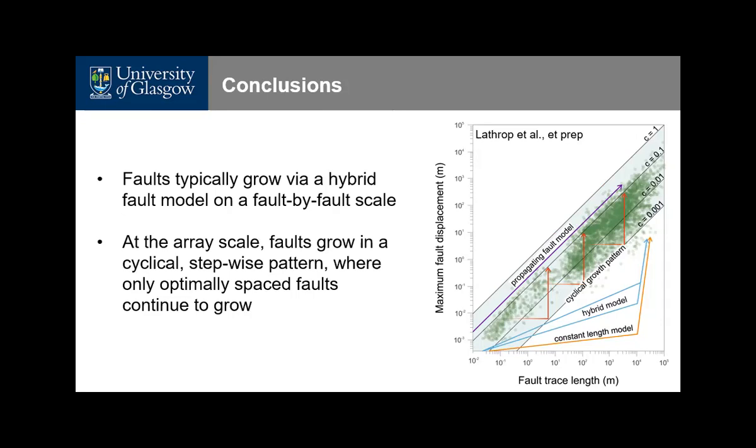But then on a fault array scale, if you're looking across the area, they have what we call this cyclical, stepwise growth pattern, where you get lengthening displacement, lengthening displacement, lengthening displacement. So it's kind of like what we looked at before, but on a wider scale. And that's what we saw in the fault growth patterns. And it's similar to what some of my colleagues have been seeing in some numerical modeling that they've been doing at Potsdam. So that's something that's quite interesting.